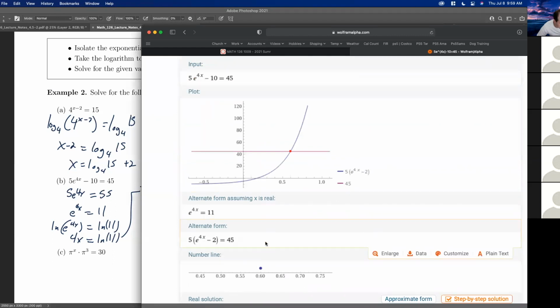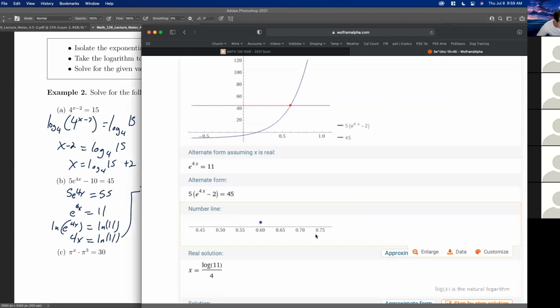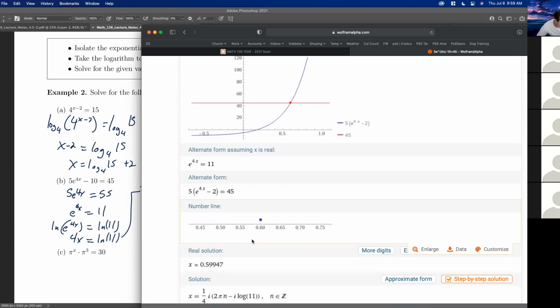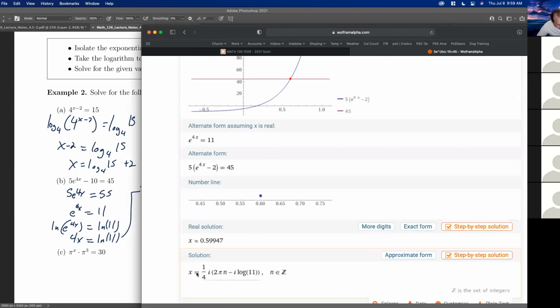Ultimate form, assuming it's real. Yep. Approximate form. We get the same answer here. Okay. So here's the real solution. There are more solutions here, but we won't get into them. Not part of this class. Okay.